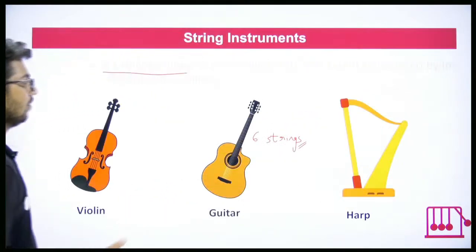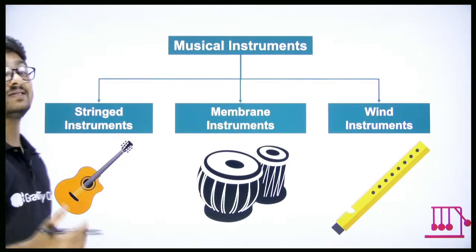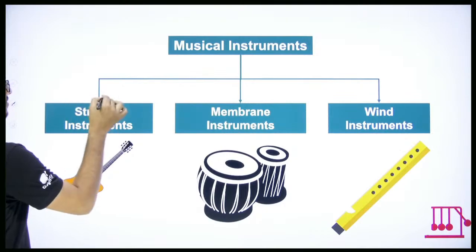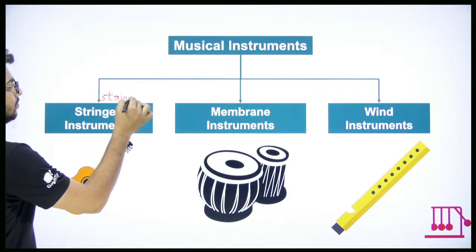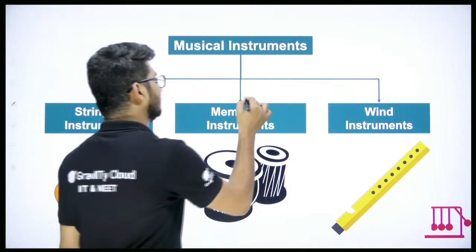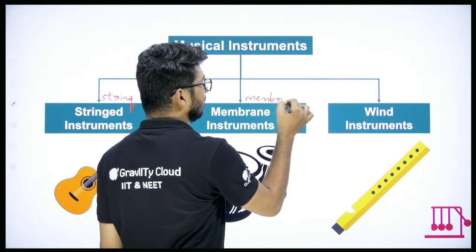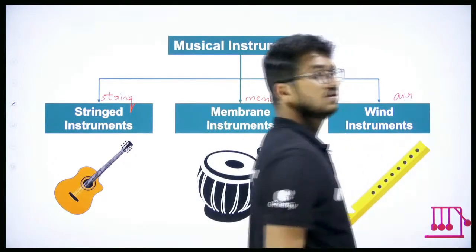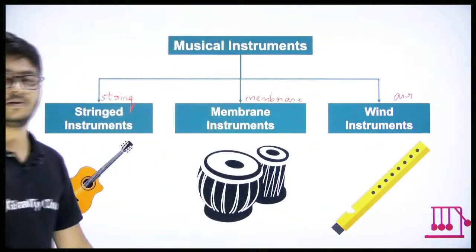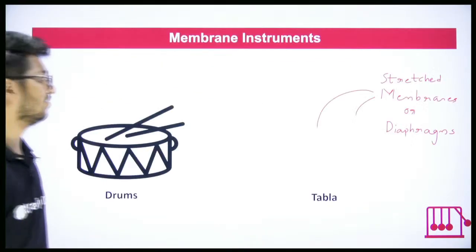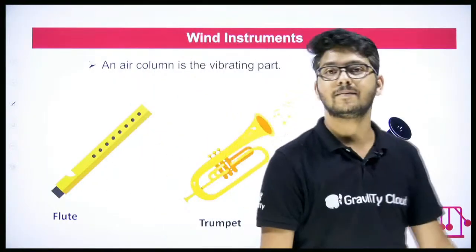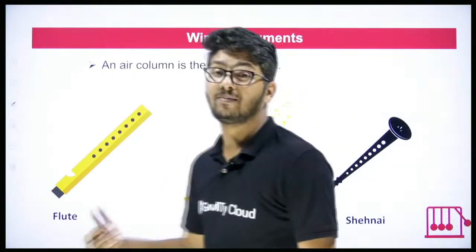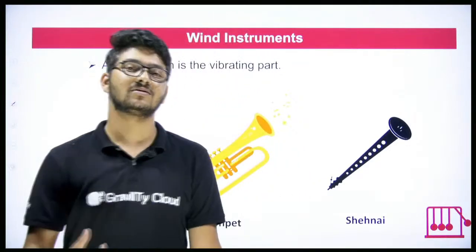So everyone, it's very important that in each and every case you know what is the vibrating part. In string instruments, which is the vibrating part? String is the vibrating part. In membrane instruments, what is the vibrating part? Membrane, the stretched membrane. In wind instruments, it's not wind, you have to say it as air. Air is the vibrating part. Got it? That is the basic information that all of you should remember. So flute, trumpet and shehnai are some examples of wind instruments where air vibrates.